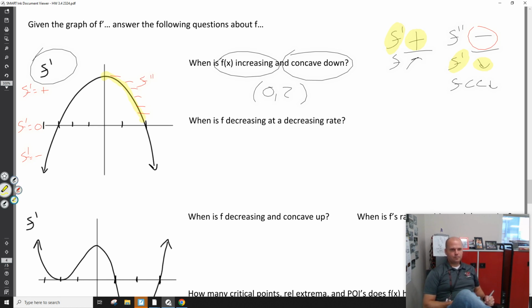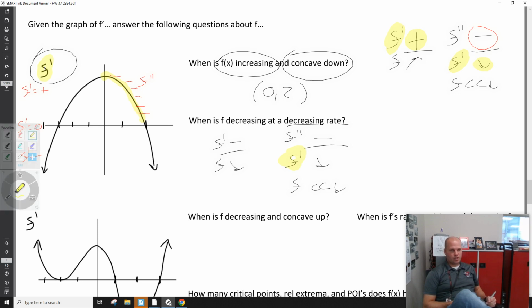F is decreasing at a decreasing rate. Okay. Start with the chart. F decreasing means F prime has to be negative. F's rates are decreasing. The rates are decreasing. Okay, F double prime has to be negative or F has to be concave down, but really, decreasing rate is perfect because I have the graph of F prime.